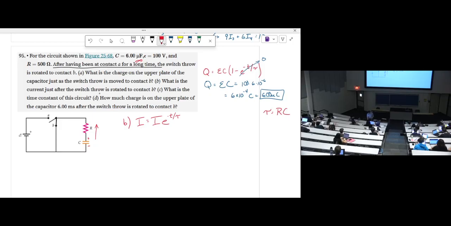And what is the current just after the switch throw is rotated? So just after is trying to tell you that t is equal to 0 here. That would be I naught, sorry. So when t is equal to 0, the exponential is not 0, it's 1. And so we get the current is equal to I naught. And on the slides that I showed you last time, we said that I naught is equal to V naught, the initial voltage across the capacitor, divided by the resistance R.